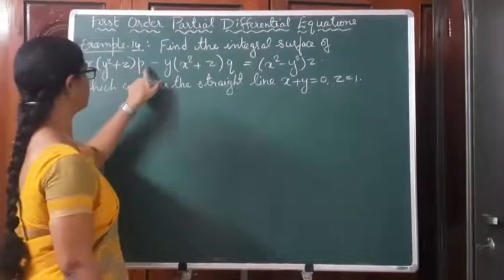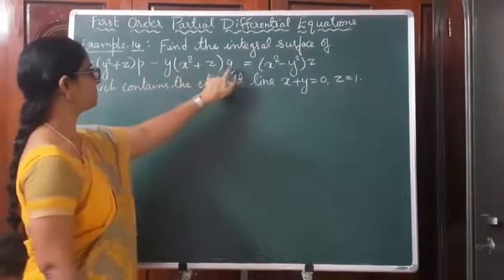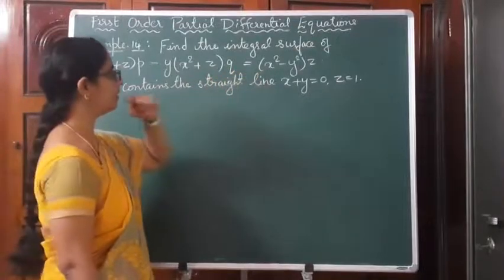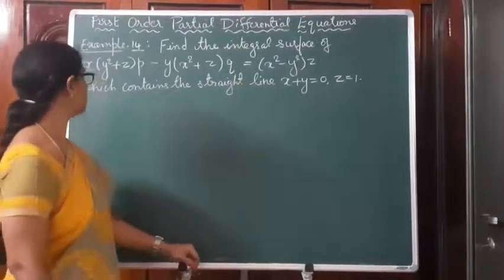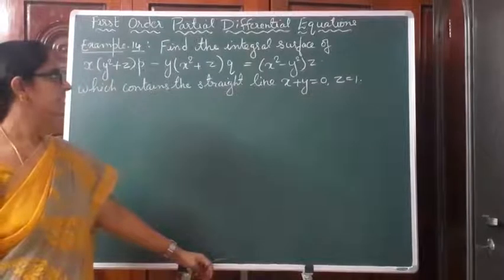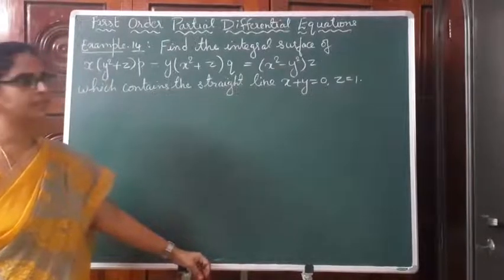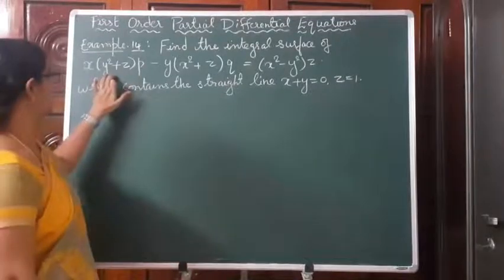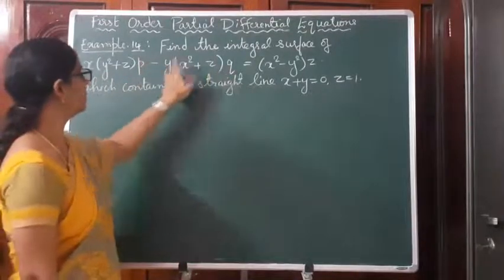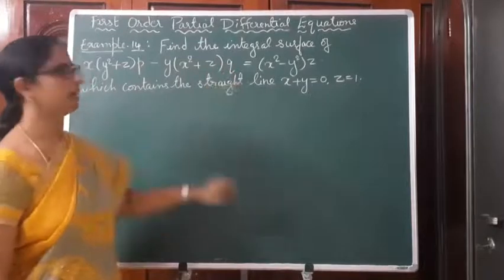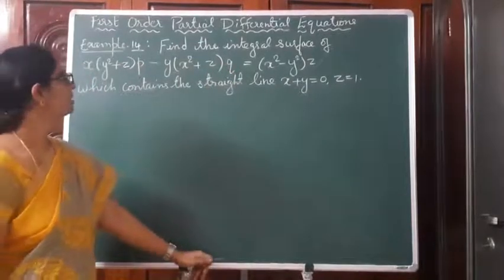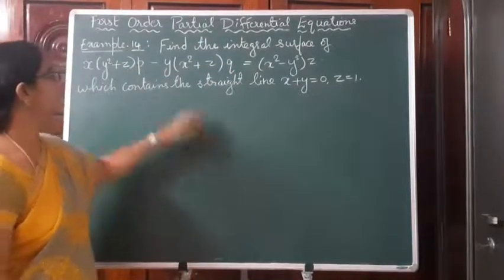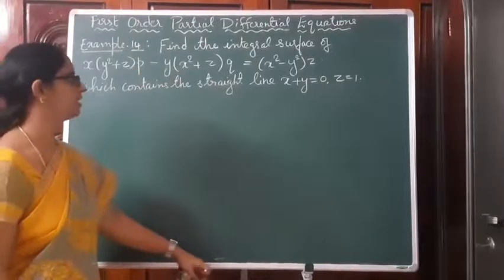So here we have the problem which is asked to find the integral surface of the PDE x(y square plus z) p minus y(x square plus z) q is equal to (x square minus y square) z, which contains the straight line x plus y is equal to 0, z is equal to 1. This is a partial differential equation, precisely a first order linear partial differential equation. So we are asked to find the integral surface which satisfies this partial differential equation.